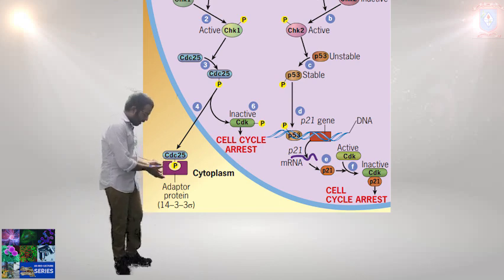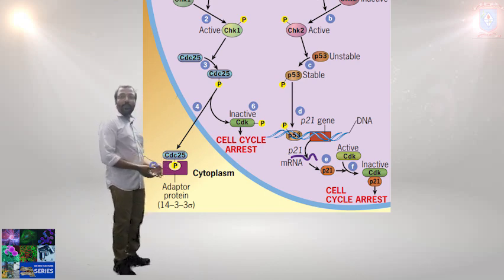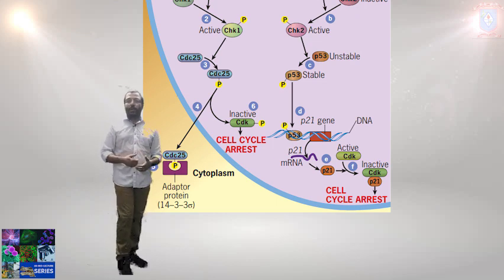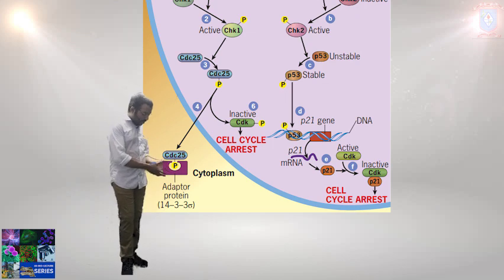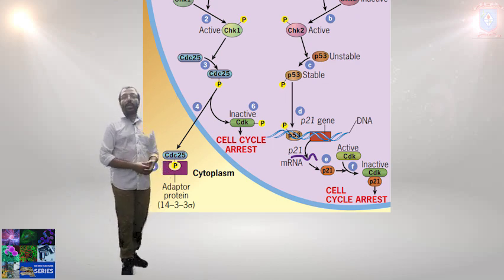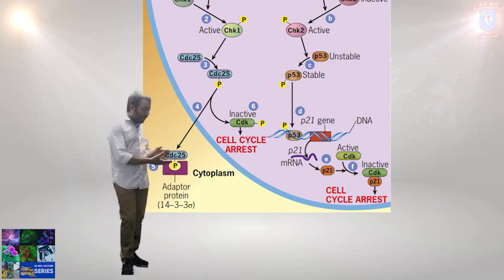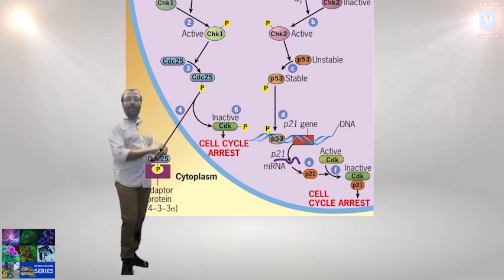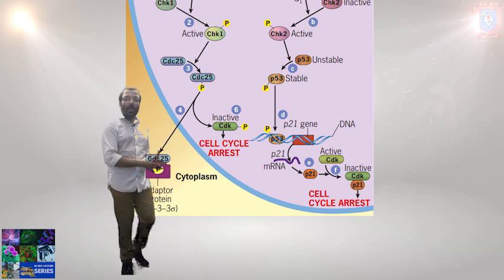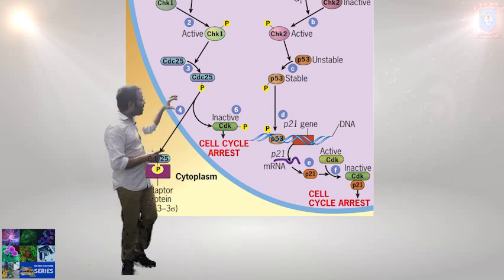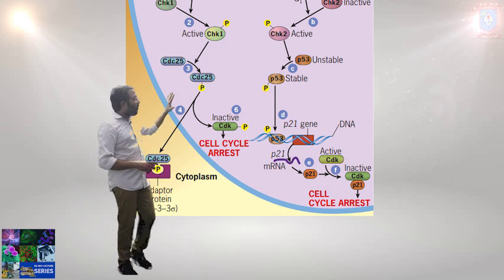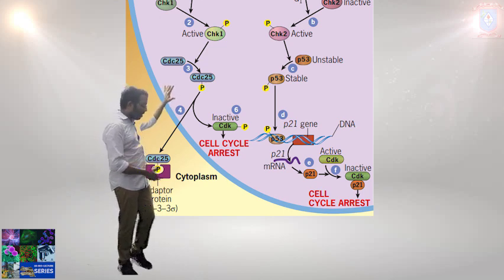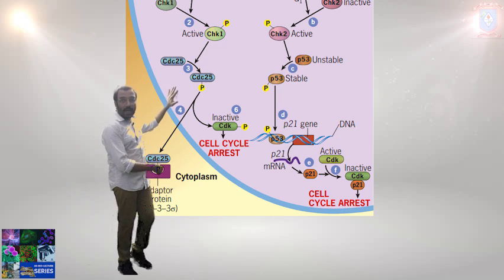here. You can see here the adapter protein, isn't it? In the cytoplasm, in the adapter bound form, CDC25 cannot be transported back into the nucleus again. So, at this moment, what is the situation inside the nucleus? There is no CDC25. Now, the CDC25 is inside the cytoplasm bound with the adapter protein.